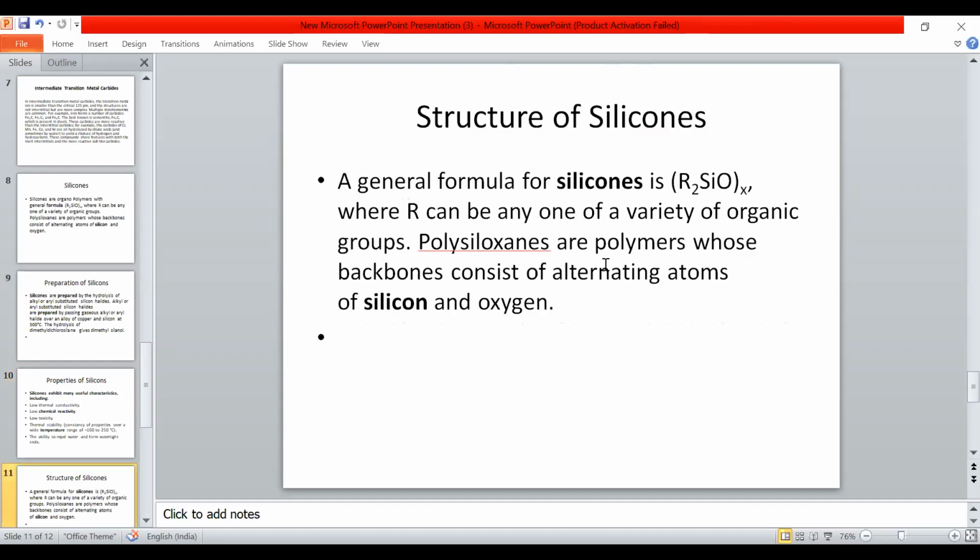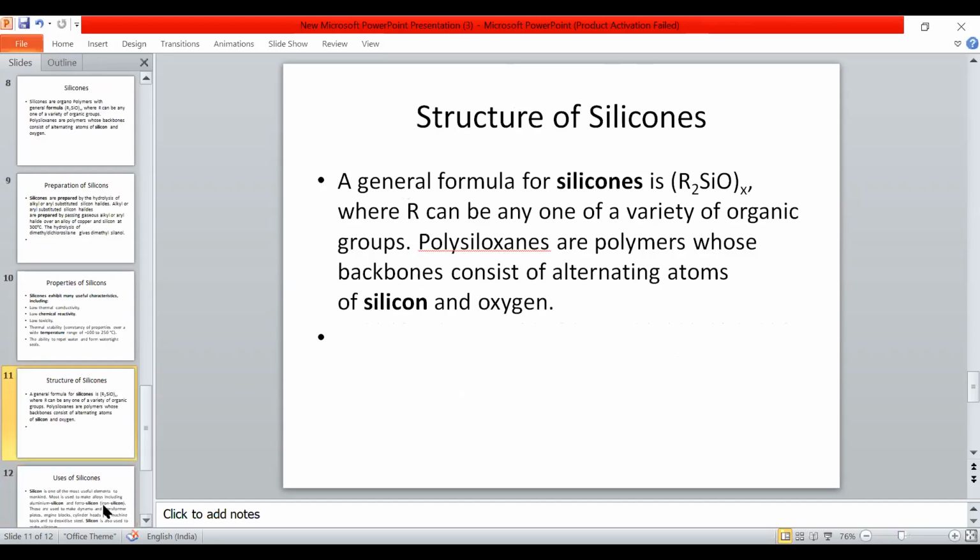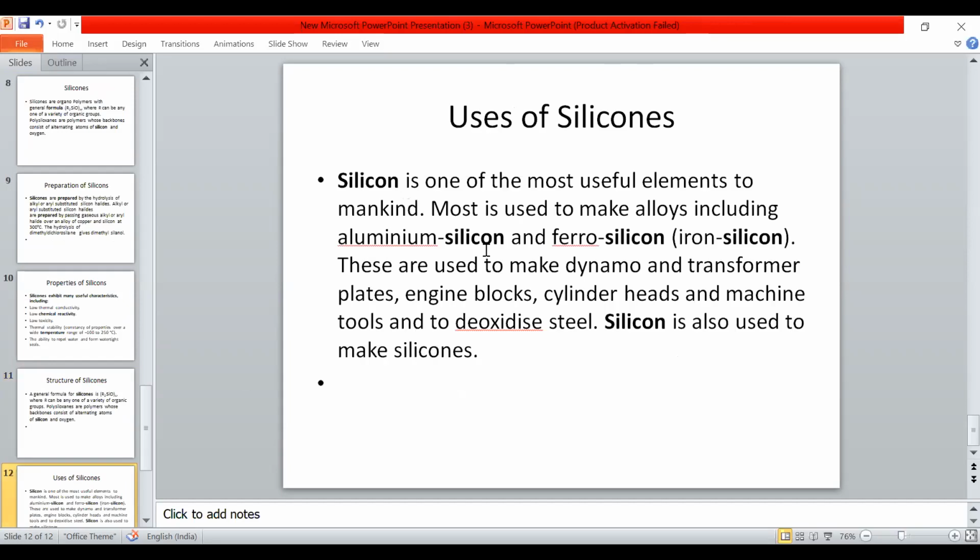Structure of silicone. You can refer to any book for this structure. Uses of silicon. Silicon is one of the most useful elements to mankind. Most of it is used to make alloys, including aluminum silicon, ferrosilicon. They are used in alloys. Silicon is also used to make silicones. Dynamo, transformer plates, engine blocks, cylinder heads, and machine tools are all made using silicon alloys.